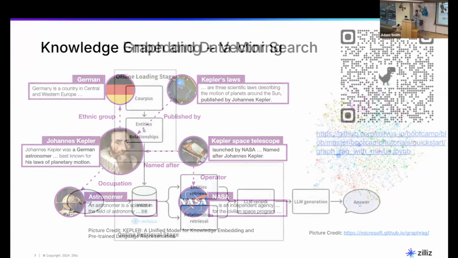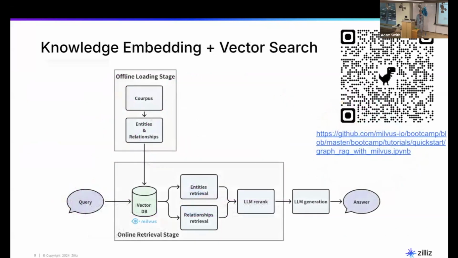So to see this in action, we built this demo, which showcases that you just need a very simple technique, like a large language model offline to extract the knowledge entities, and then you can use knowledge embedding to encode that information into vectors and then store them in a vector database like Milvus.